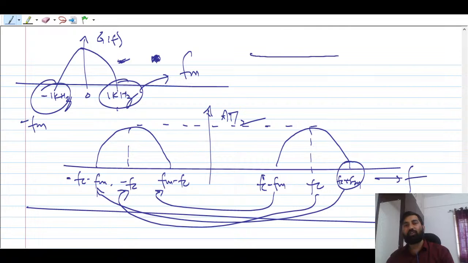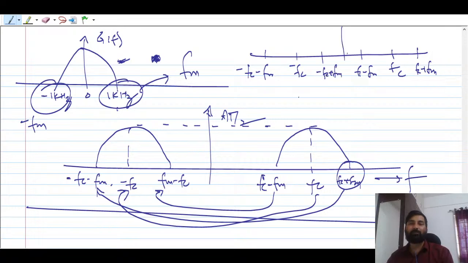If this is fc, here you write minus fc. If you write here fc plus fm, you write here minus fc minus fm, minus of that. If you write here fc minus fm, you should write here minus fc plus fm. This is the situation that you have to remember.